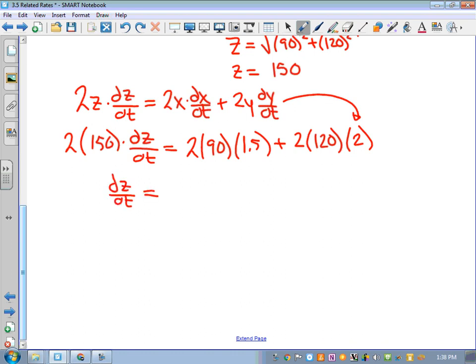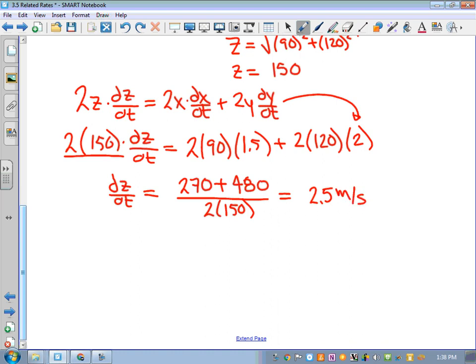We can do some of this multiplication. So 2 times 1.5 is 3, 3 times 90 is 270, 2 times 2 times 120 is 480, and that's all divided by, and I'll write it in just to make sure we saw where that quantity went, 2 times 150. And if we plug that in and evaluate, we end up with 2.5 meters per second. And it is really important that this dz over dt is not a constant rate. As they get further and further away, we would actually see that change, which doesn't really have a lot of real world application unless you want to talk about 2 people walking away and the distance between them, which is what we just did.